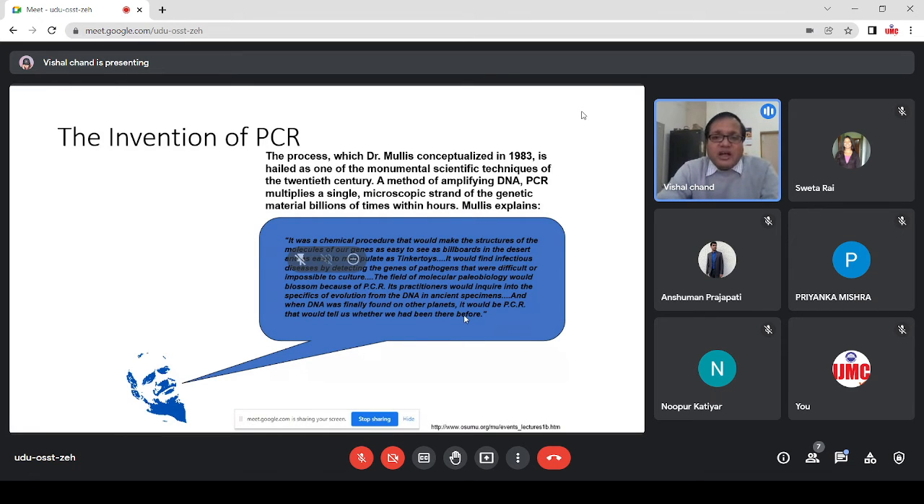So these are all advancements which were made because of the PCR, and Mullis himself declared that it was a wonderful discovery at that time. Now we have to go through the complete process of the PCR, how the process occurs, and how the PCR helps in various molecular biology aspects.